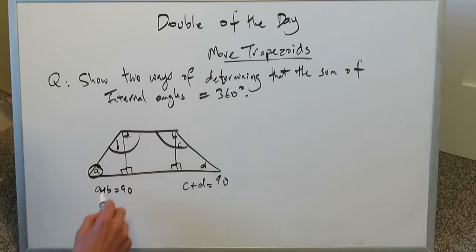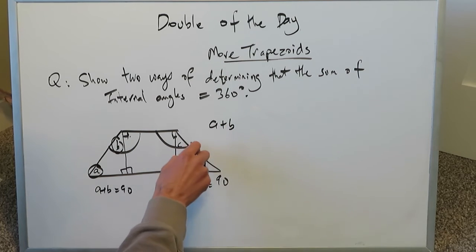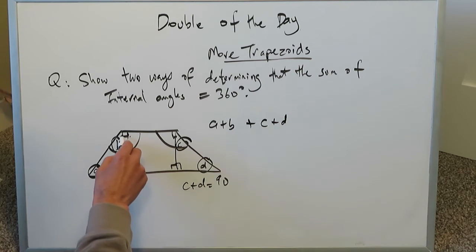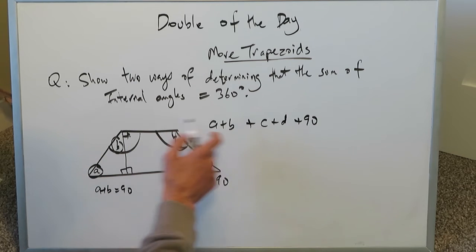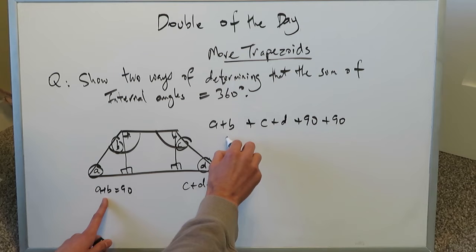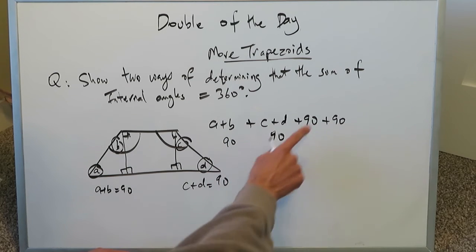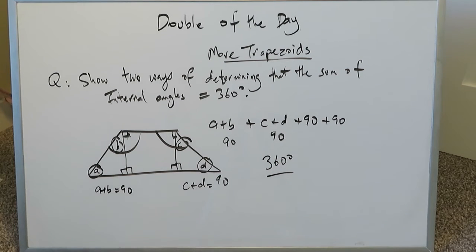We have one angle A over here and one angle B, and then we have one C over here and one D over here. And then we have this 90 within this rectangle or square, and then we have this other 90. I've already told you A plus B is equal to 90 because they're complementary. We know C plus D is equal to 90. So we essentially have four 90s, 4 times 90, 360 degrees. So this question has been completed this way.